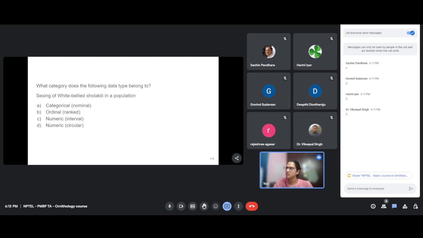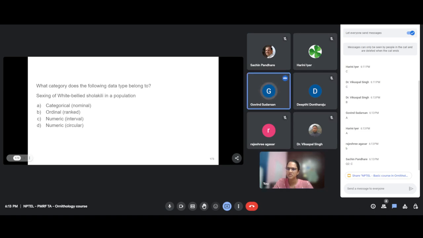Sexing of individuals belonging to the species in a population, what kind of data will this result in? Was there a hand raise? Sorry, I can't see. Sorry. Yeah, no problem.